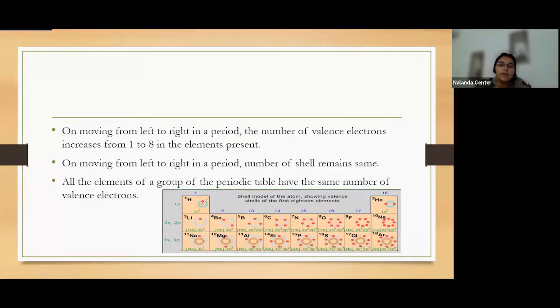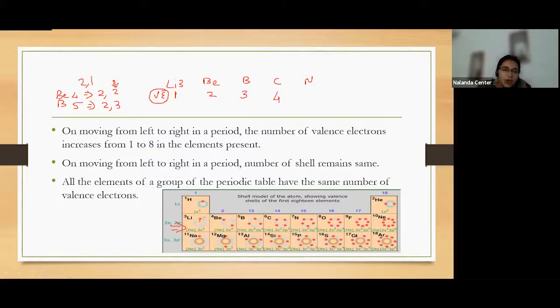On moving from left to right, we are going to discuss this particular period: lithium, beryllium, boron, carbon, nitrogen. Lithium's atomic number is 3 and its electronic configuration is 2, 1, so the number of valence electrons is 1. Beryllium's atomic number is 4, so the electronic configuration is 2, 2. The outermost valence electrons is 2. Boron's atomic number is 5, the electronic configuration is 2, 3, and the valence electrons is 3. Carbon's valence electrons is 4.